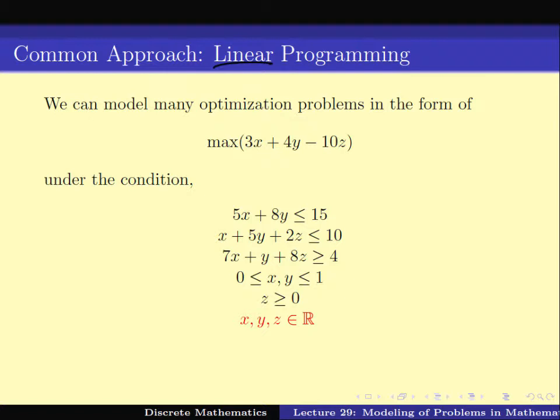Now, one thing to note is that when we add this condition that x, y, z are real numbers and not just integers, then this is called linear programming. We will be talking about the case when they are not real numbers, possibly in the next video. But in this video, let's assume that x, y, z are real numbers. And in that case, this whole structure is called a linear programming.